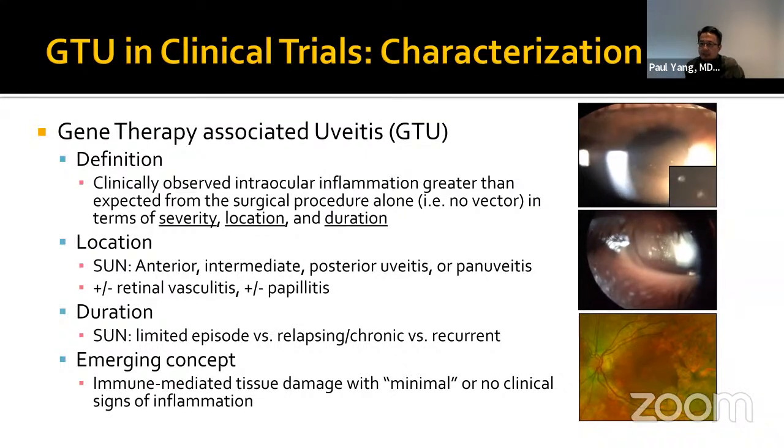So we define gene therapy-associated uveitis as any inflammation that occurs greater than expected from surgery alone. But it can be variable in terms of severity, location, and duration, right? It can be in the anterior segment, intermediate segment, or the posterior segment, or panuveitis, all segments. It can be a limited episode, relapsing, chronic, or recurrent.